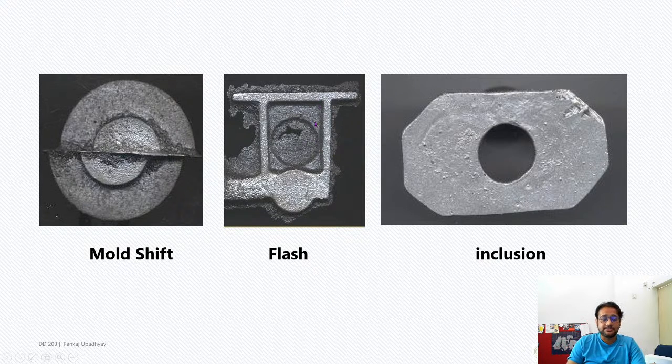So flash I already explained. In this case, what happened? The cope and the drag were not fitted together with enough clamping force, and because of that, the molten material flowed into that thin section between the cope and the drag, and you got a flash. In this case, you made the cope and the drag, but there were some alignment issues when you were casting. So you had the cope and drag, but they shifted slightly.